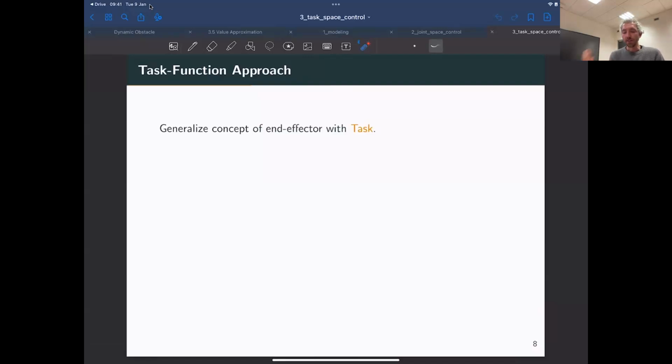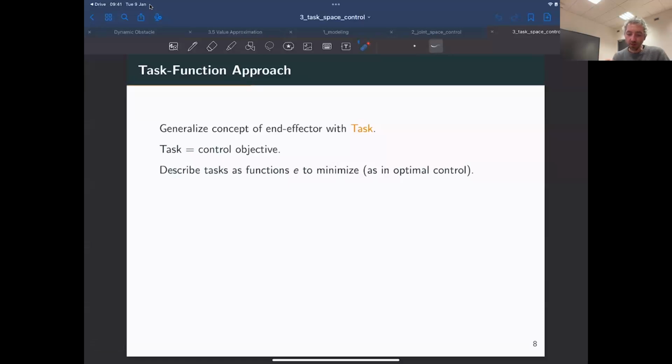The concept of end effector, we are used to thinking about it in robotics as just the terminal link of a robotic arm, but it can be anything. So when people talk about generalized end effector control, typically they refer to it as task space control, because task is this more general concept of whatever function of the robot. It can also be called a control objective.